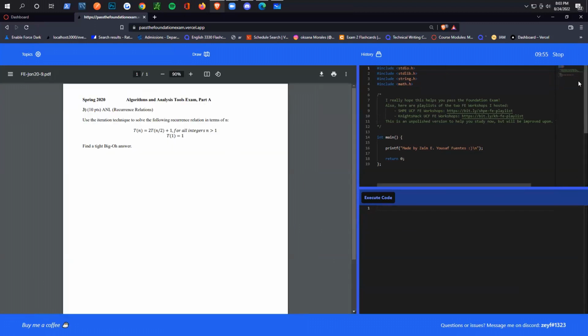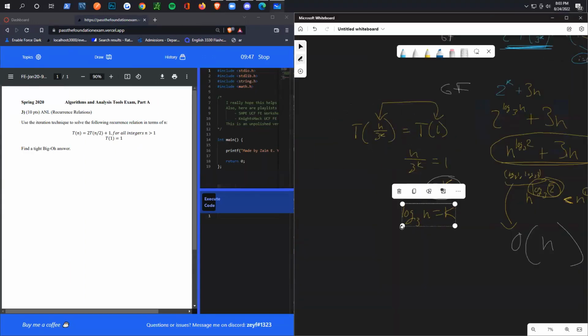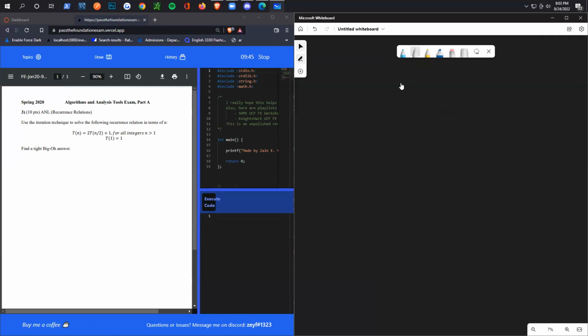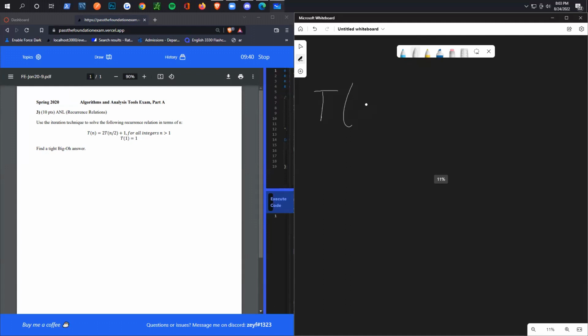Okay. So I'm just going to hop into this one right away. Okay, so we have T of n is equal to T of n over 2 plus 1 for all n greater than 1. And we also know that T of 1 is equal to 1. Okay, so let's give it a shot. Find a tight big O answer.